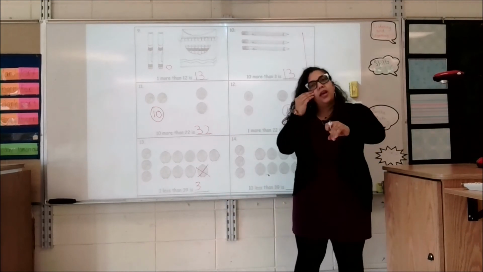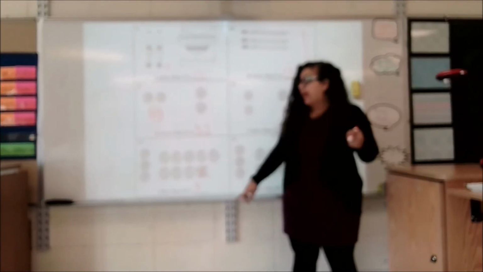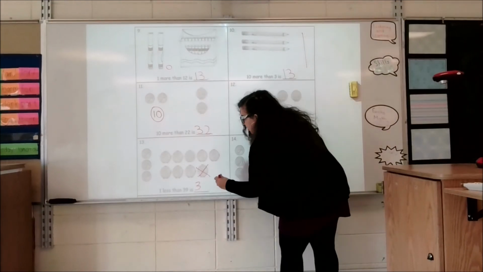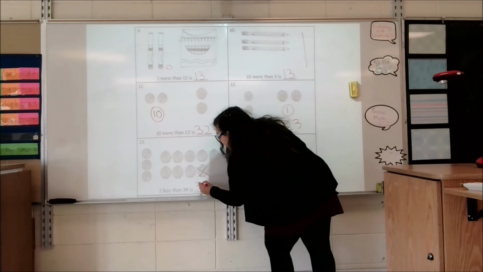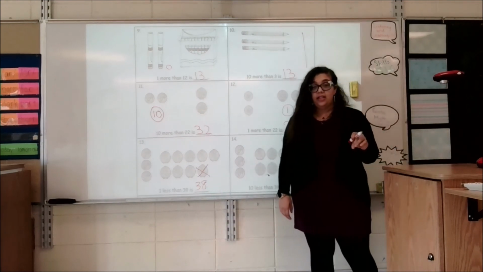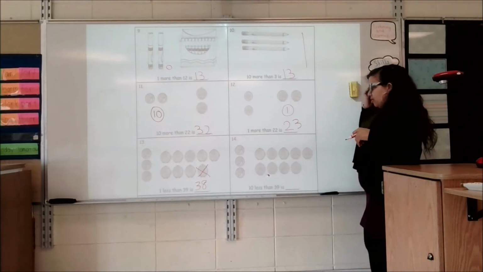Now, when I took away 1 penny, I took away 1. How many are left in that group? 8. Excellent. Good. So 1 less than 39 is 38. Going back, 1 less than 39 is 38.